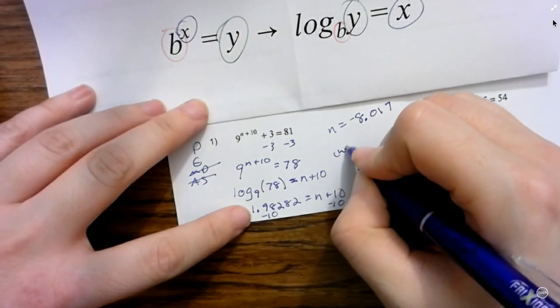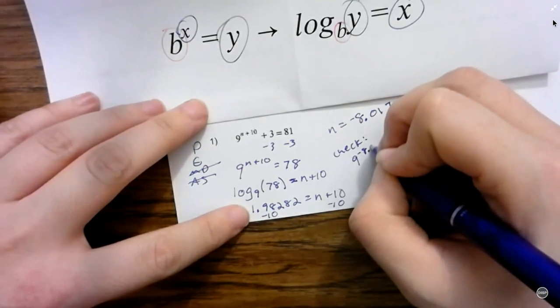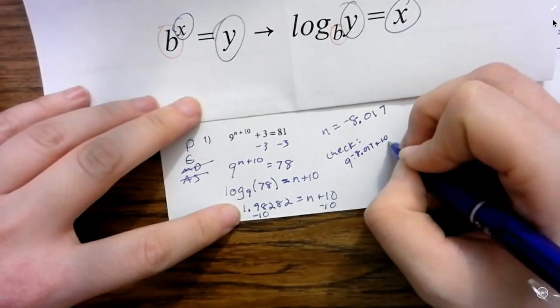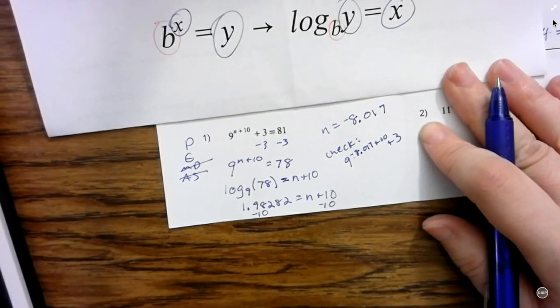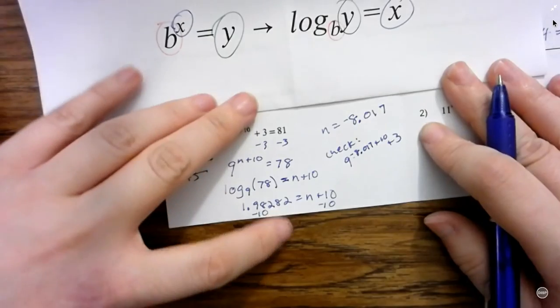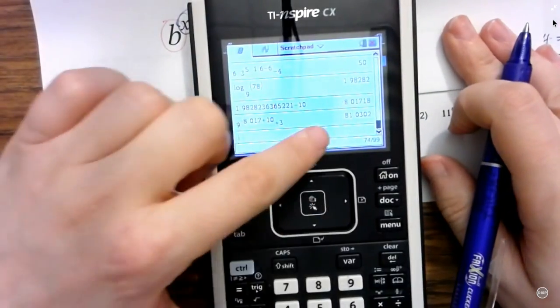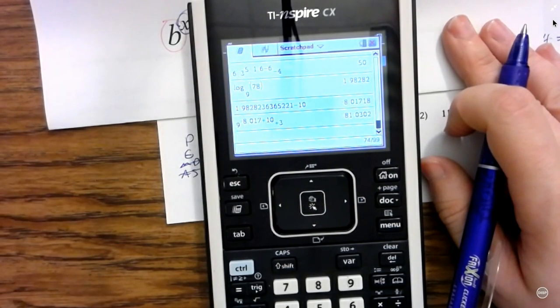And then I recommend at first at least checking your answer. So 9 to the power of negative 8.017 plus 10 plus 3, and let's see what we get. We should get approximately 81. It may be off because we had to round a little bit, but it shouldn't be too far off. And I do get approximately 81. So I actually got 81.0302, but it's within rounding error considering what we had to do to the exponent, so we are good.